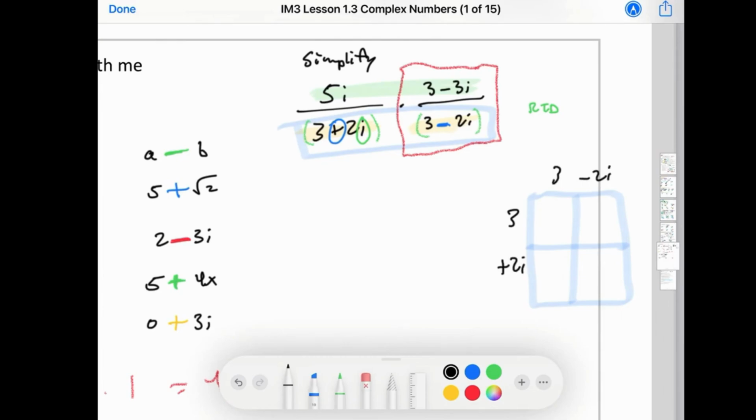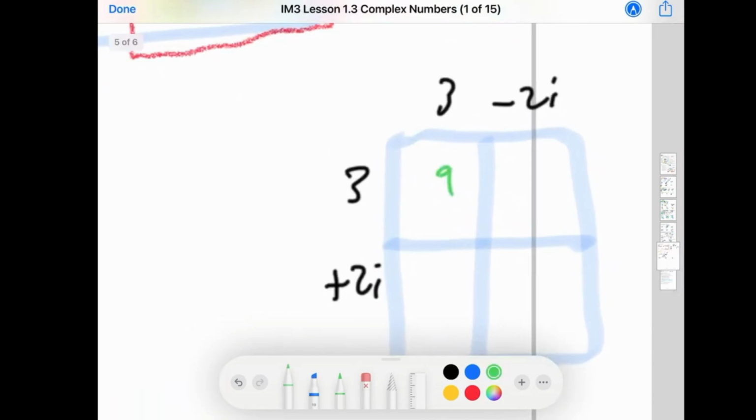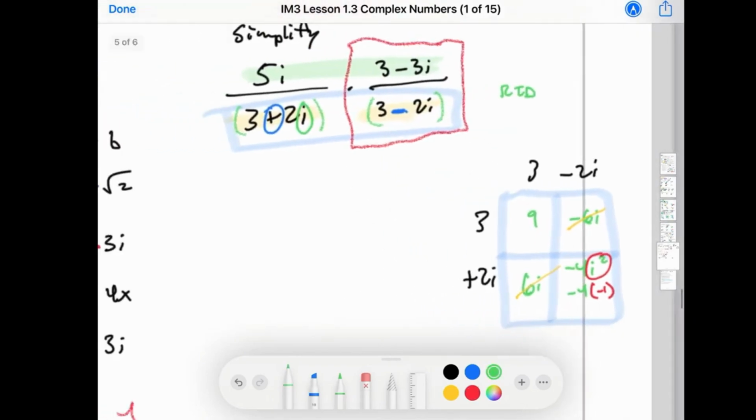What you're going to see is the i's disappear. That is the whole point. Multiply: 9, negative 6i, 6i, and negative 4i squared. Okay, here's a nice thing. Negative 6i and positive 6i equals 0. It goes away. We learned that i equals square root of negative 1, which helps us figure out that i squared equals negative 1. So everything in blue, this will just become 9 and a positive 4, which would give us 13.